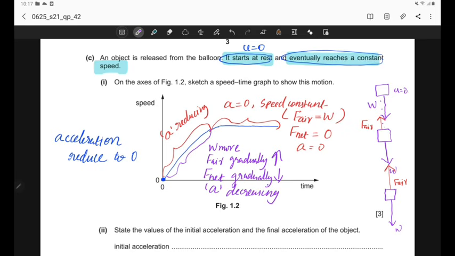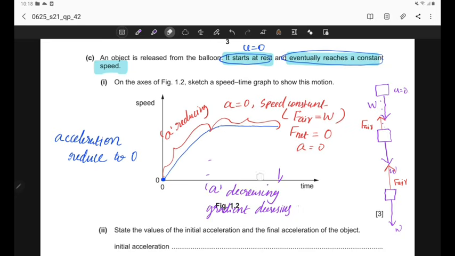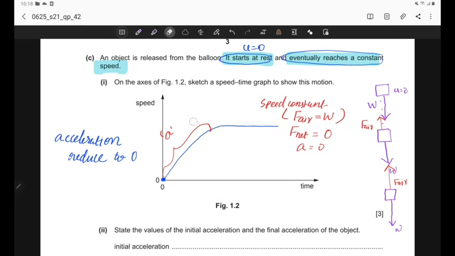The acceleration value we can understand from the gradient. So when the acceleration decreases, the gradient or slope of the graph should also decrease. That's why instead of a straight line, its gradient is reducing. So we just need to draw only the graph, no need to write the explanation here. Only this line is enough.